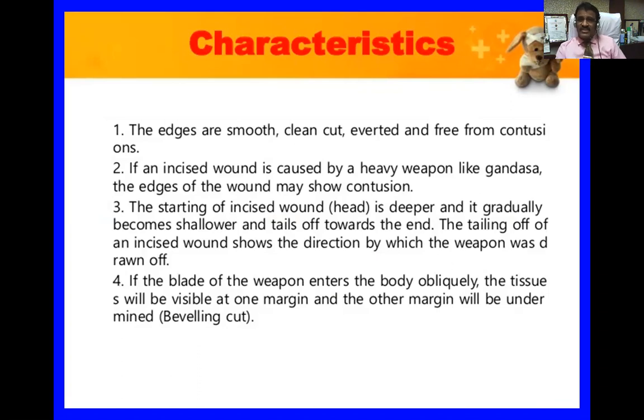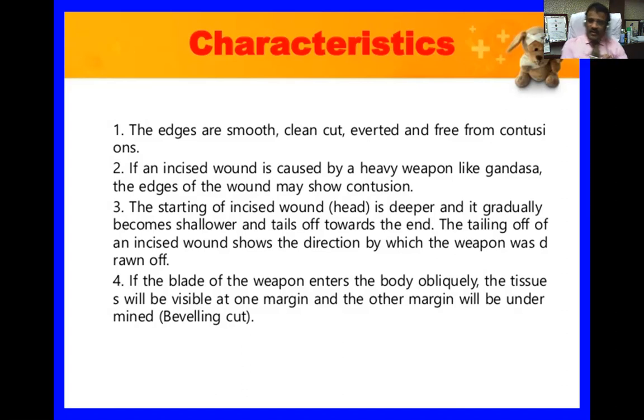If an incised wound is caused by a heavy weapon such as a dandasa, the edges of the wound may show contusion, because the instrument is very heavy. The starting point of an incised wound is deeper, and it gradually becomes shallower and tails off towards the end. The tailing off of an incised wound shows the direction in which the weapon was drawn. So that helps for diagnosis that is required for medico-legal importance.